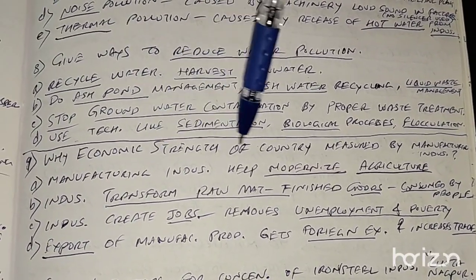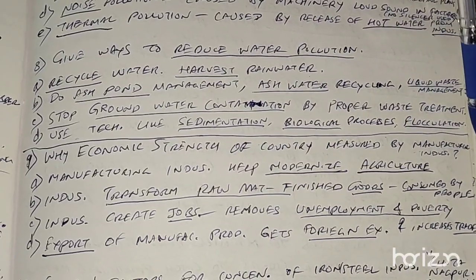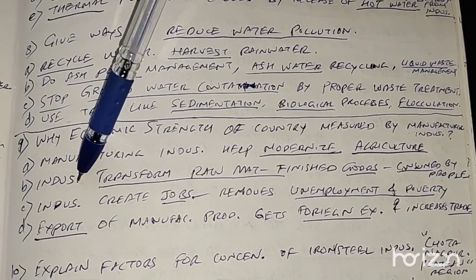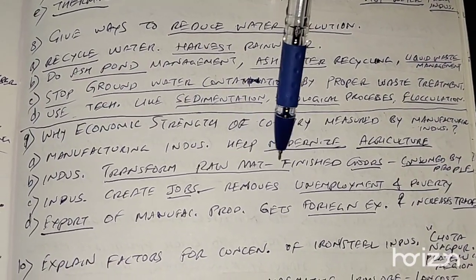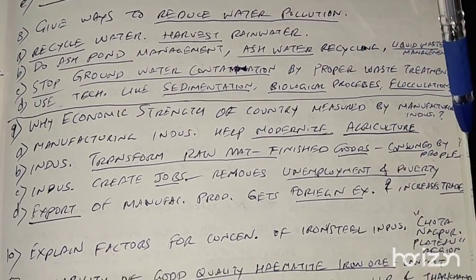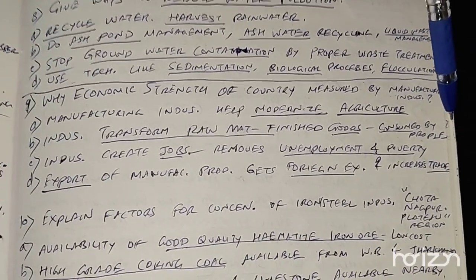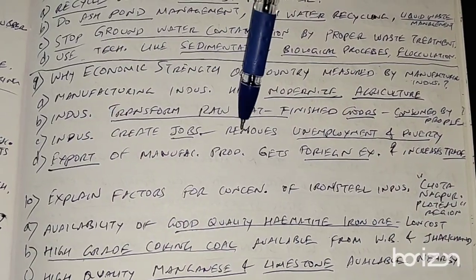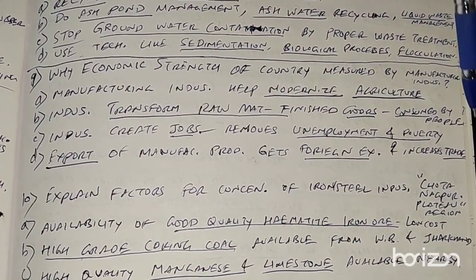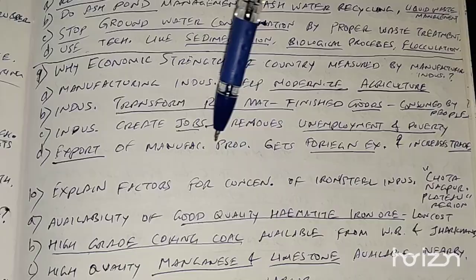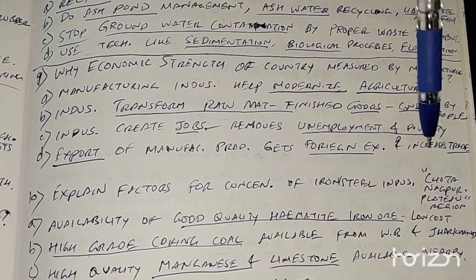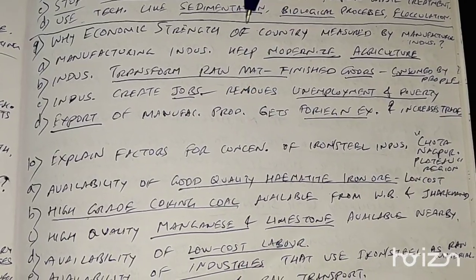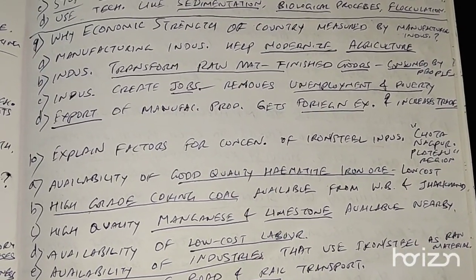Next question. Why is the economic strength of a country measured by manufacturing industries? See, manufacturing industries help modernize agriculture. The industries transform raw materials into finished goods consumed by people. If you take any product that the human consumes, all are coming from industries. Industries create jobs, which removes unemployment and poverty. And export of manufactured products gets foreign exchange and increases trade for the country. Because of all these economic reasons, the economic strength of a country is measured by manufacturing industry.